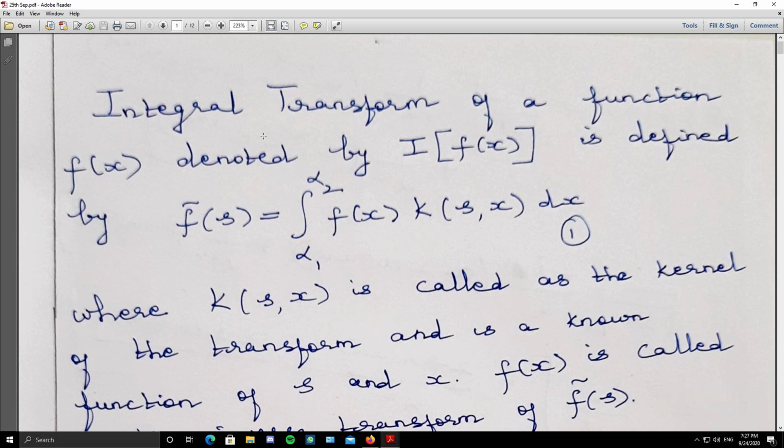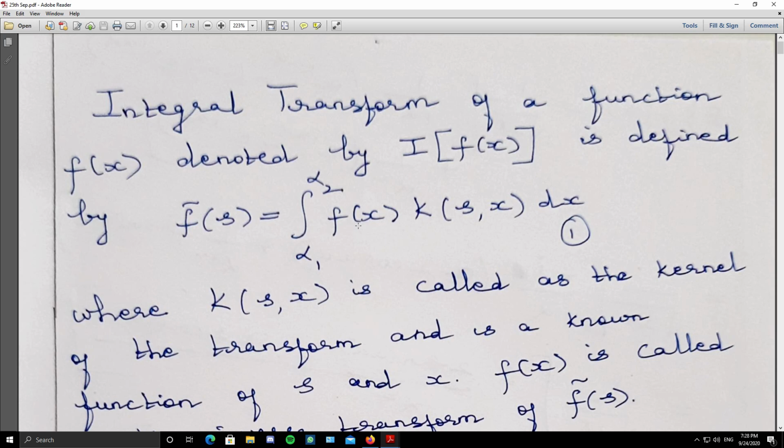Now here we have integral transform. We have learned the transformation from Cartesian plane to polar plane. So here we have the integral transform. The definite integral from alpha 1 to alpha 2 of f of x k of s x dx is called the integral transform.